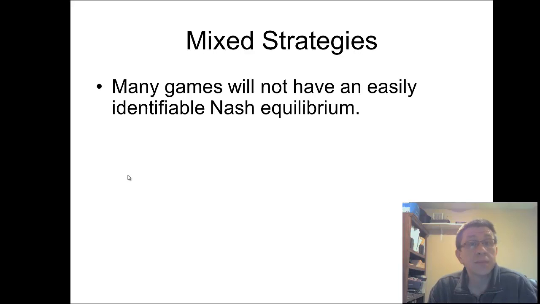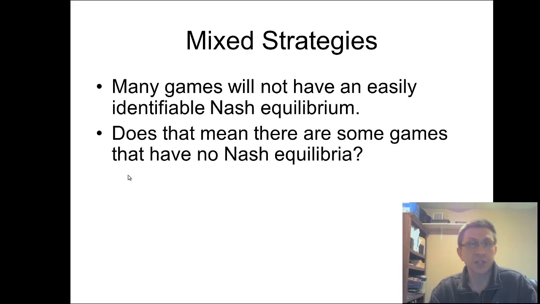The reason we use it is there are many games that don't have an easily identifiable Nash equilibrium. So there's some games where you put up the 2x2 matrix or whatever larger matrix of possible outcomes, and you'll realize there's no Nash equilibrium to the game, at least not one in pure strategies. Even though it doesn't have one in pure strategies, it will have a mixed strategy Nash equilibrium.